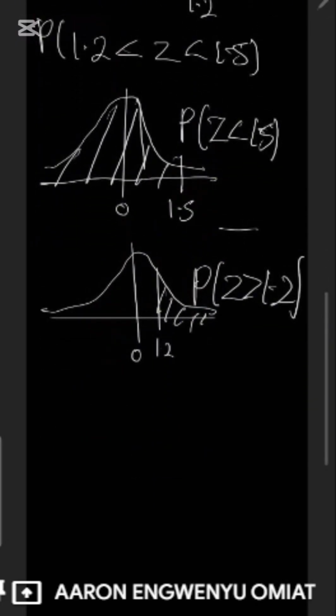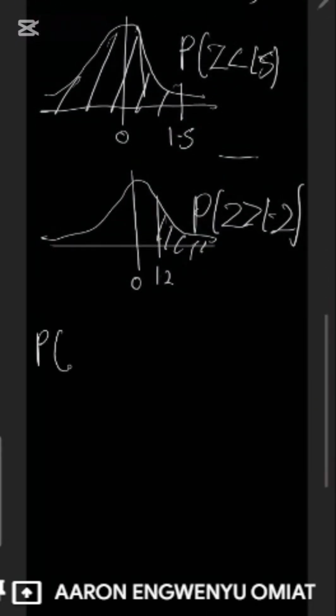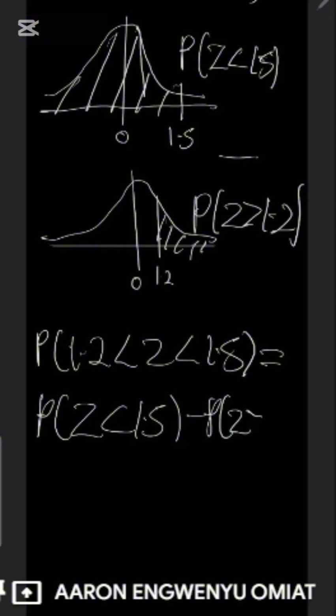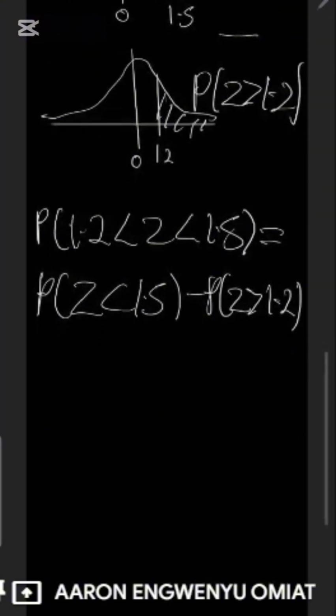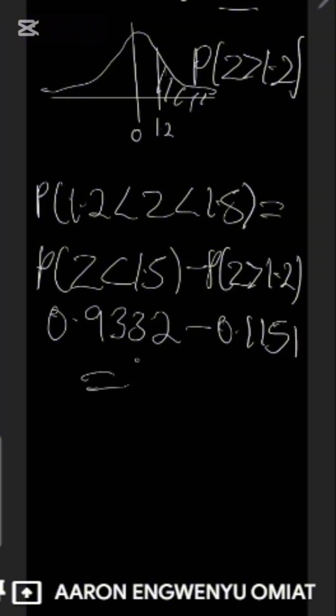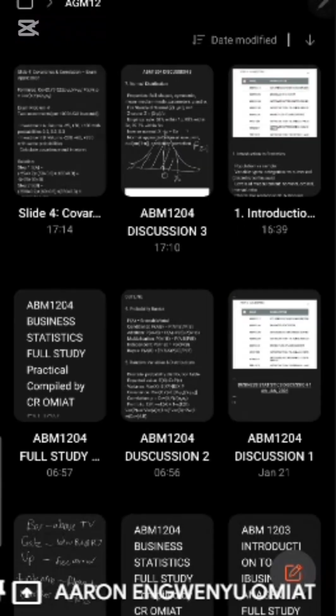So we found the values. Probability 1.2 less than Z less than 1.5 is equal to probability of Z less than 1.5 minus probability of Z greater than 1.2. Probability of Z less than 1.5 is 0.9332, and this was, I think, 0.1151, and that gave us our answer. Okay, let's go ahead.